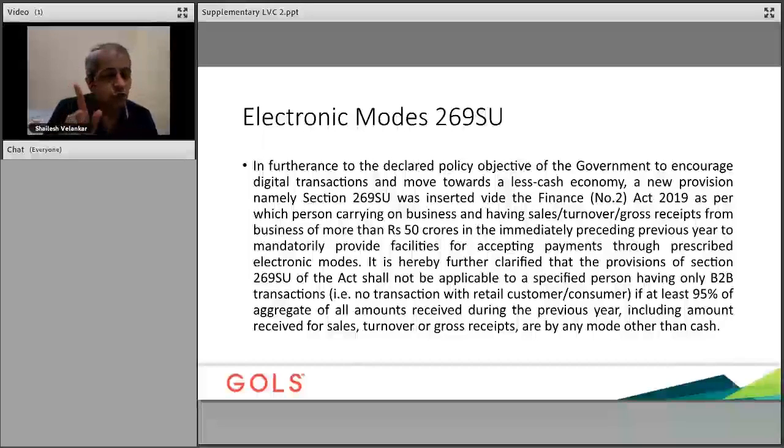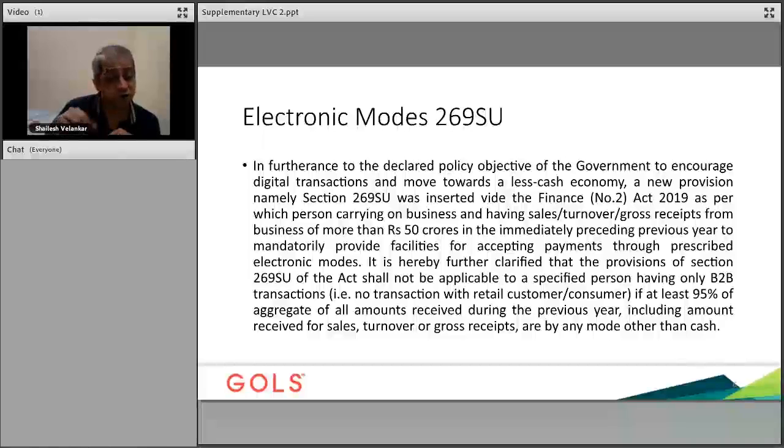If you are not doing so, then there are penalty provisions which are specified under section 269SU. So this is section 269SU, that if the turnover is more than 50 crores, your company has to make the provisions over the counter so that people can make electronic payments. That is section 269SU. Okay.